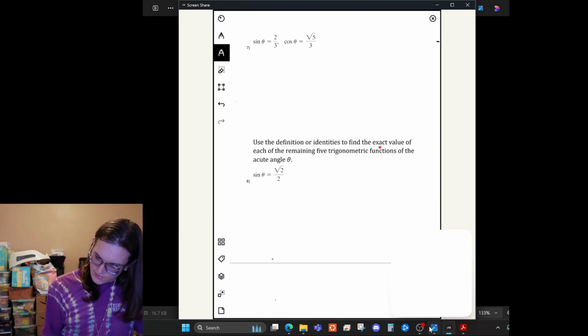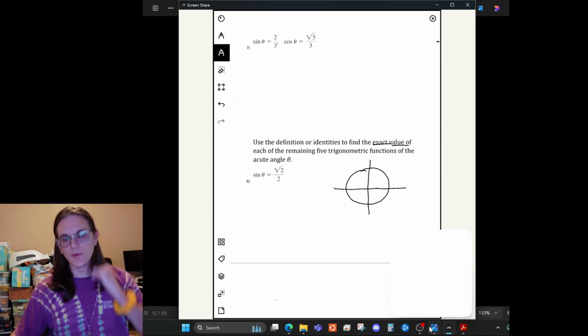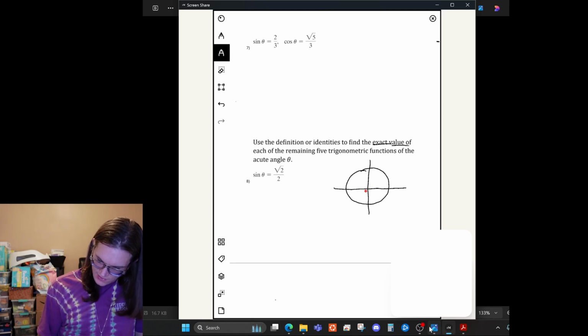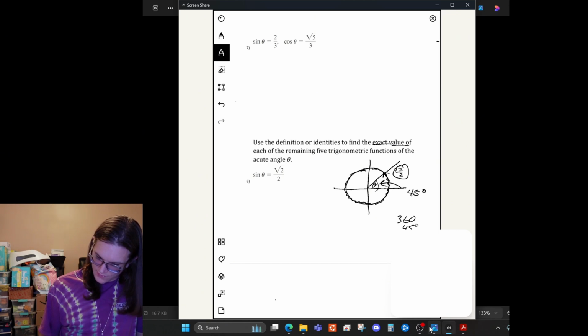Use the definition or identity to find the exact value of each of the remaining 5 trig functions of the acute angle theta. So I noticed this when I was writing it over. When it says acute angle, the reason it's saying that is somewhat important, I'd say. It's specifically telling you acute angle theta because, where is it? It's around here somewhere. This value, when the angle theta is 45 degrees, spoilers, you'll also get if you were to go around the circle all the way and continue back to here, which would be 45 degrees on top of a whole rotation, right?